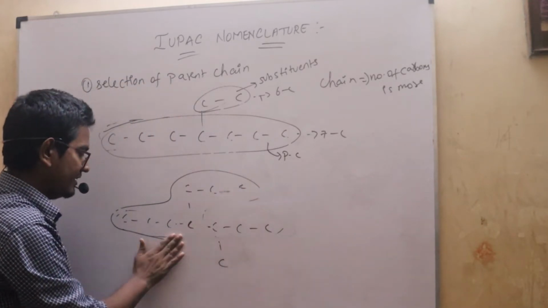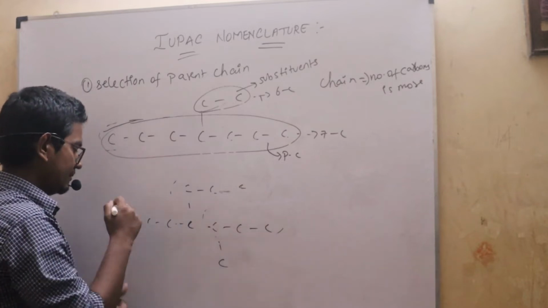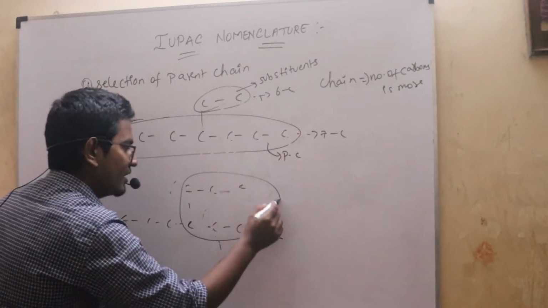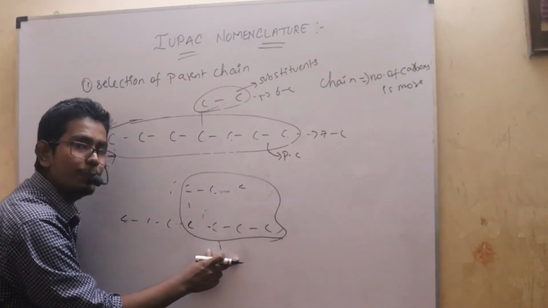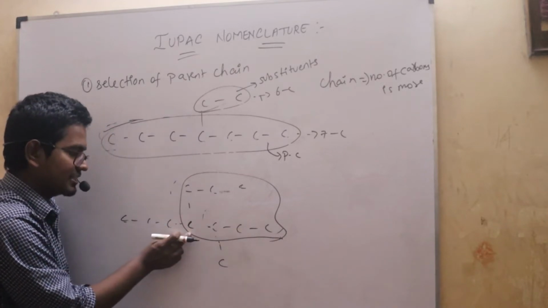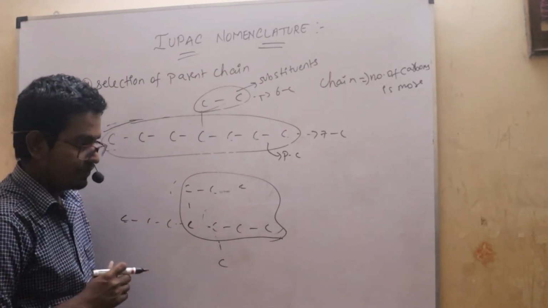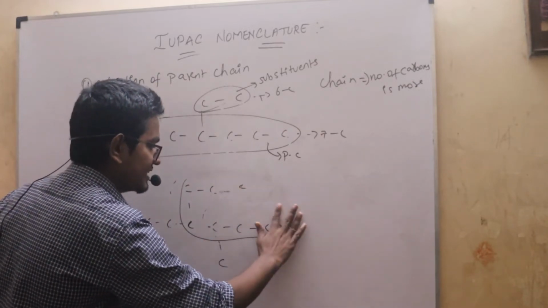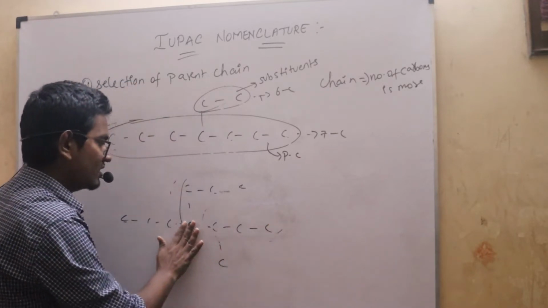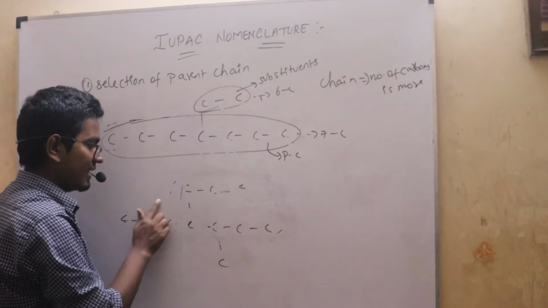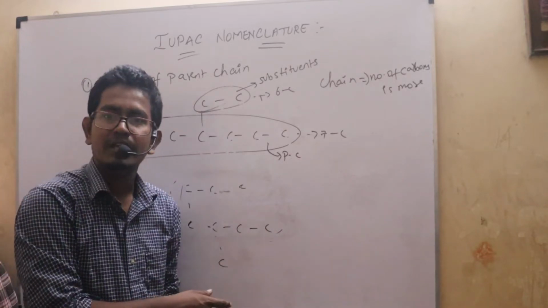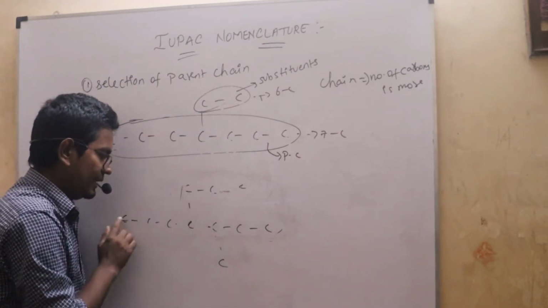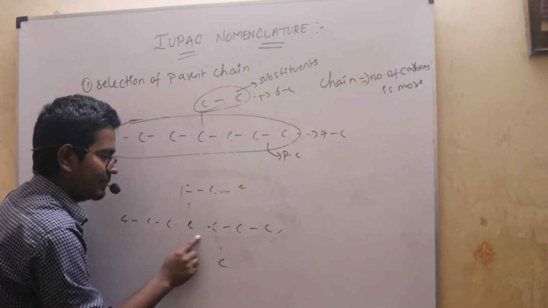Right? My third possibility is this one, 1, 2, 3, 4, 5, 6, 7. You can see here too there are 2 branches. It is my first branch and it is my second branch. So now I have 2 possibilities for my parent chain, and one possibility has been cancelled out because I have just one branch. So it will not be a parent chain. So I have 2 options.